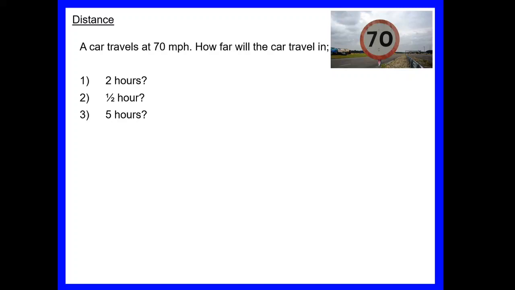Okay, well if it's travelling at 70 miles per hour, so 70 miles for 1 hour, and we do 2 hours, that would be 2 lots of 70. So 70 times 2, we would travel 140 miles. If we're only going to travel for half an hour and it does 70 miles in 1 hour, then we need half of that distance. So we can either divide by 2 or multiply by 0.5, remembering 0.5 is the same as half an hour. So that's 35 miles. And if we were travelling for 5 hours, that would be 70 times 5. We would do 350 miles.